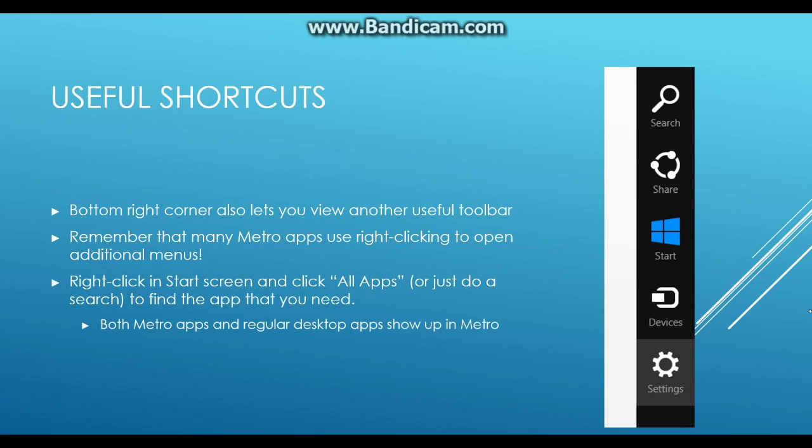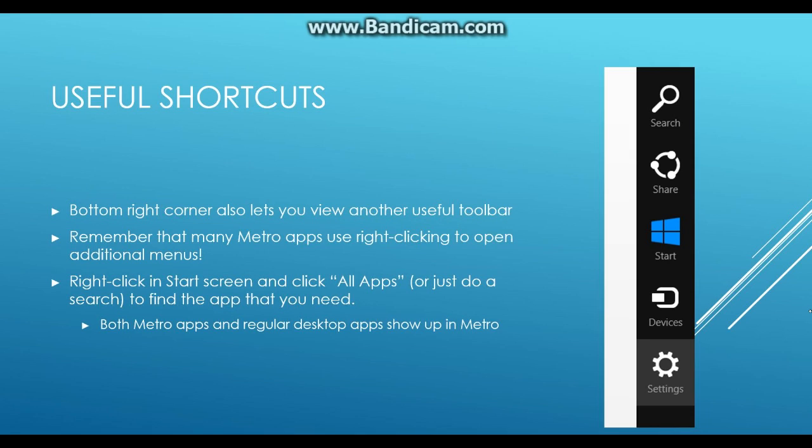Also in the bottom right corner, if you kind of move your mouse up, you'll see this menu, where you can get search, share, start, devices, settings. And then you also need to remember that when you're in Metro apps, right-clicking is used a lot to open additional menus. That's helpful if you're searching for some setting or option that you want to change.